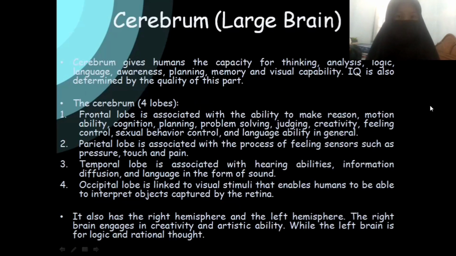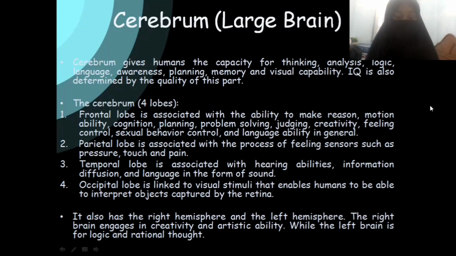Next, cerebrum. The cerebrum gives humans the capacity for thinking, analysis, logic, language, awareness, planning, memory, and visual capability. IQ is also determined by the quality of this part. The cerebrum divides into 4 lobes. The frontal lobe is associated with the ability to reason, motion ability, cognition, planning, problem solving, judging, creativity, feeling control, sexual behavioral control, and language ability in general.